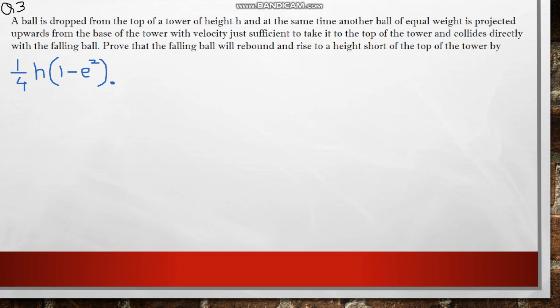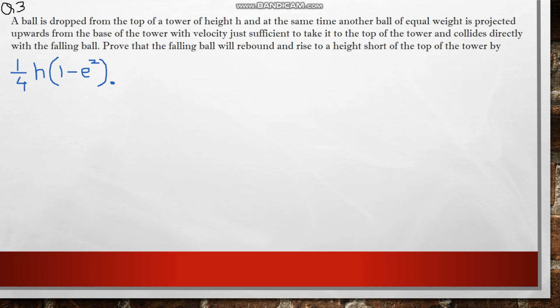A ball is dropped from the top of a tower of height h. At the same time, another ball of equal weight is projected upwards from the base of the tower with velocity just sufficient to take it to the top of the tower and collides directly with the falling ball. Prove that the falling ball will rebound and rise to a height short of the top of the tower by 1 by 4 h (1 minus e square). E is the coefficient of restitution. Okay, pause the video and try the question.